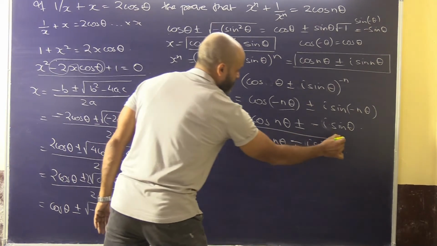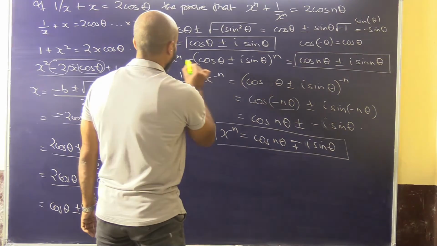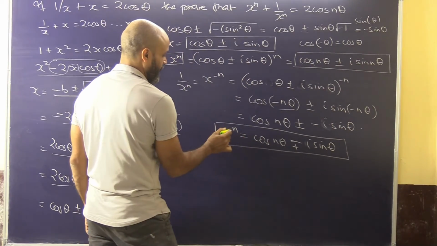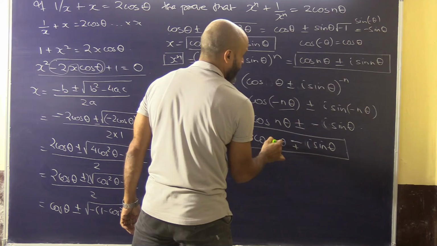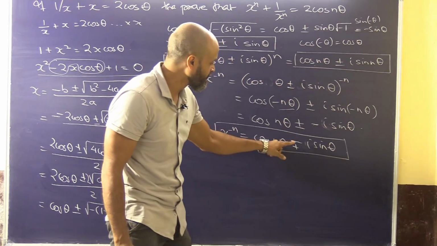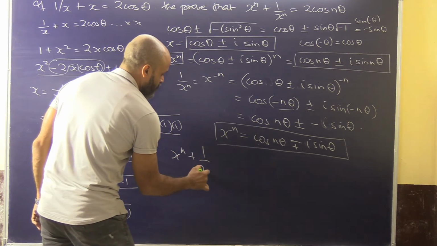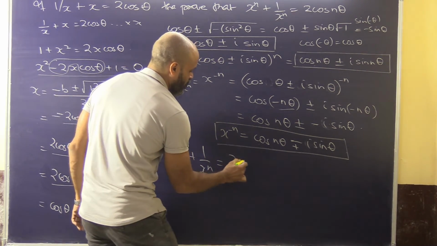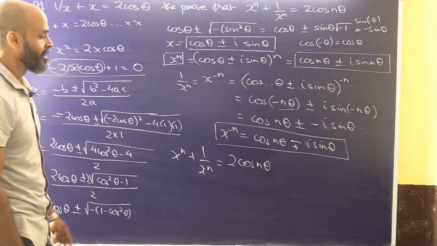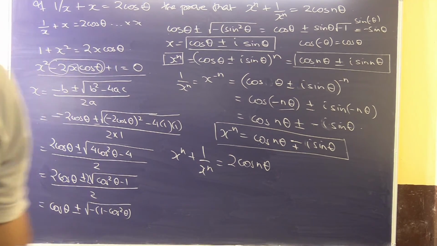If I happen to add these two, look at this very closely: x^n is equal to cos nθ ± i sin nθ, and x^(−n) is equal to this. If I add these two, obviously these two will get cancelled, because this is ± i sin nθ and this is ∓ i sin nθ. So x^n plus 1 by x^n will be equal to 2 cos nθ. These two will get cancelled, so the answer will be 2 cos nθ. You can take a snapshot of the same.